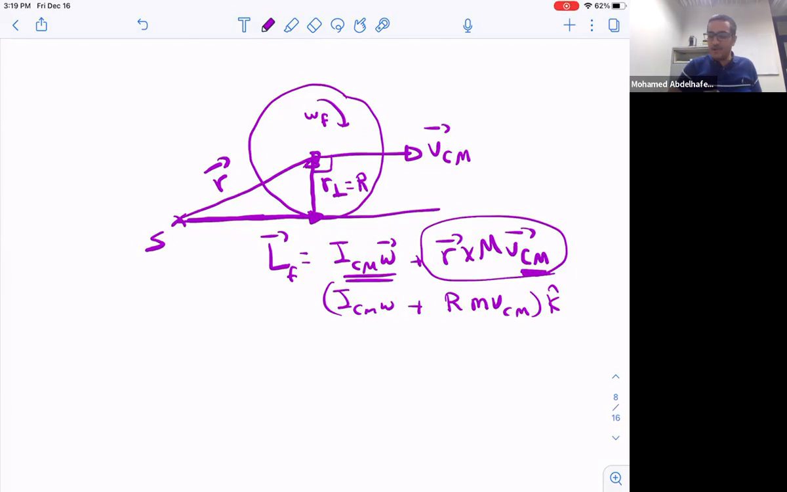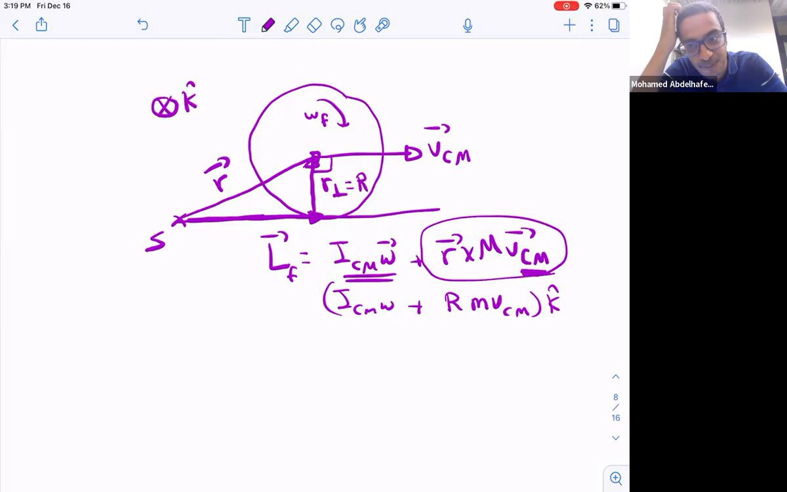And you can prove that mathematically, but that's how we think about angular momentum. I CM omega doesn't depend on what point you're calculating about, and then the M V CM will carry the rest. Okay, so about the cross product, I define K hat here to be into the page.